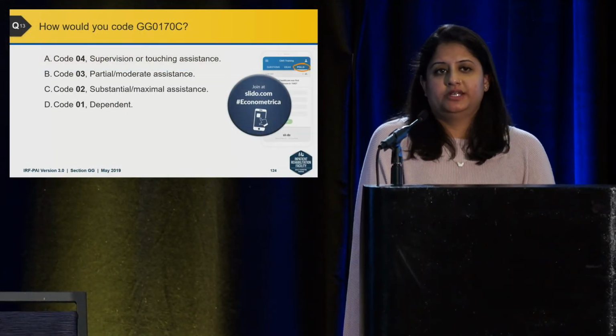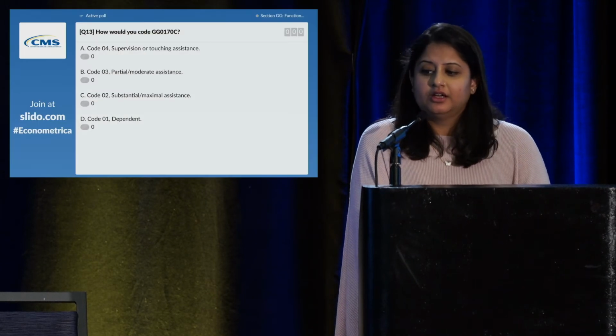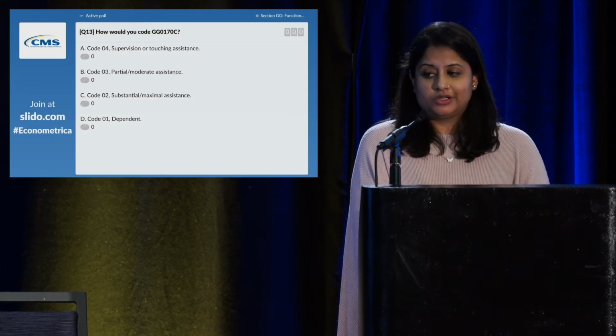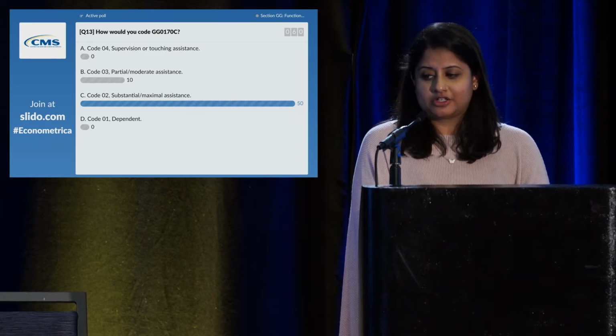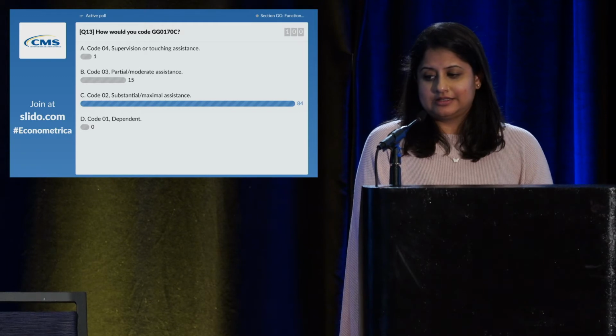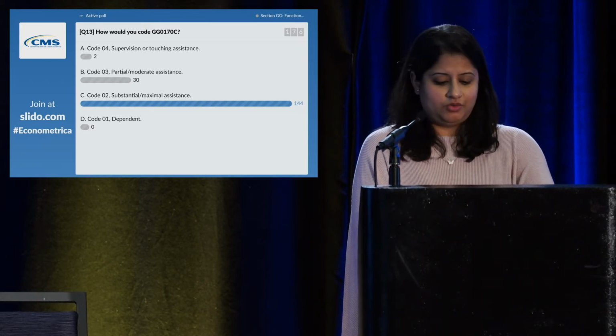Okay, so based on that video, how would you code GG0170C? Your choices are A, O4, supervision or touching assistance, B, O3, partial or moderate assistance, C, O2, substantial or maximal assistance, or D, O1, dependent.